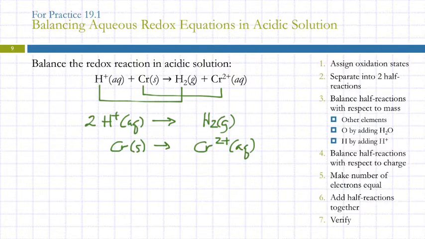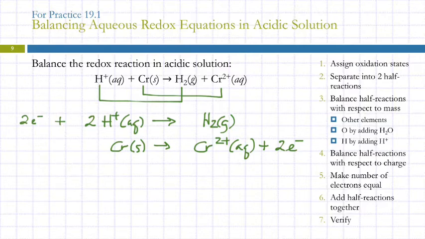And now I need to balance with respect to charge. So here I've got 2 plus on the left and 0 on the right. So if I add 2 electrons here, that'll give me 0 on both sides. What do I need to do to the one on the bottom? Add 2 electrons on the product side. So that 2 negatives and 2 positives, this side adds up to 0, and that side adds up to 0.